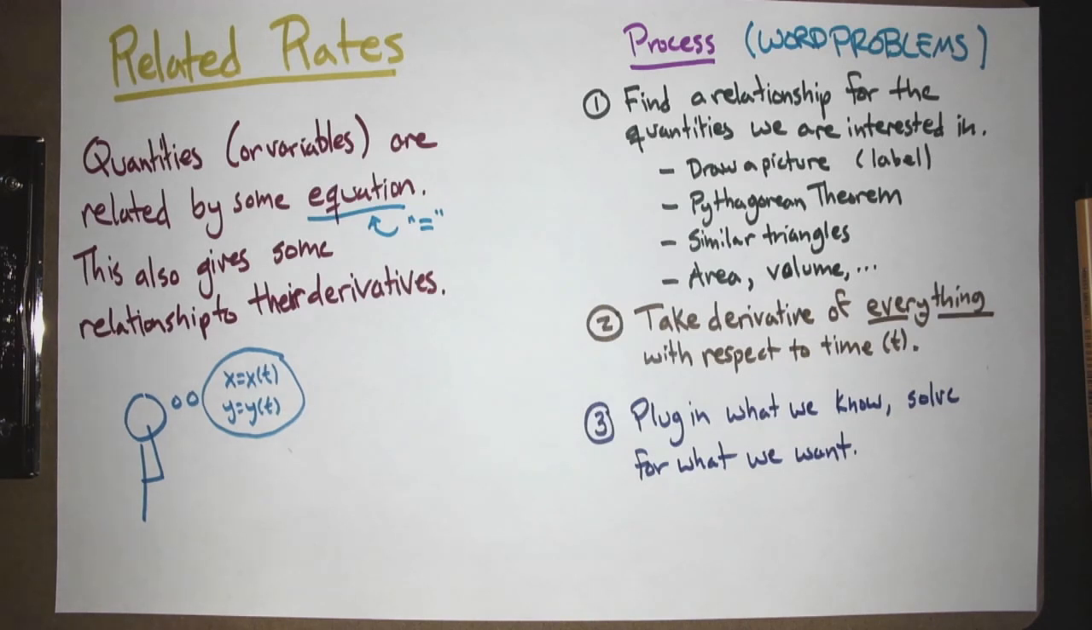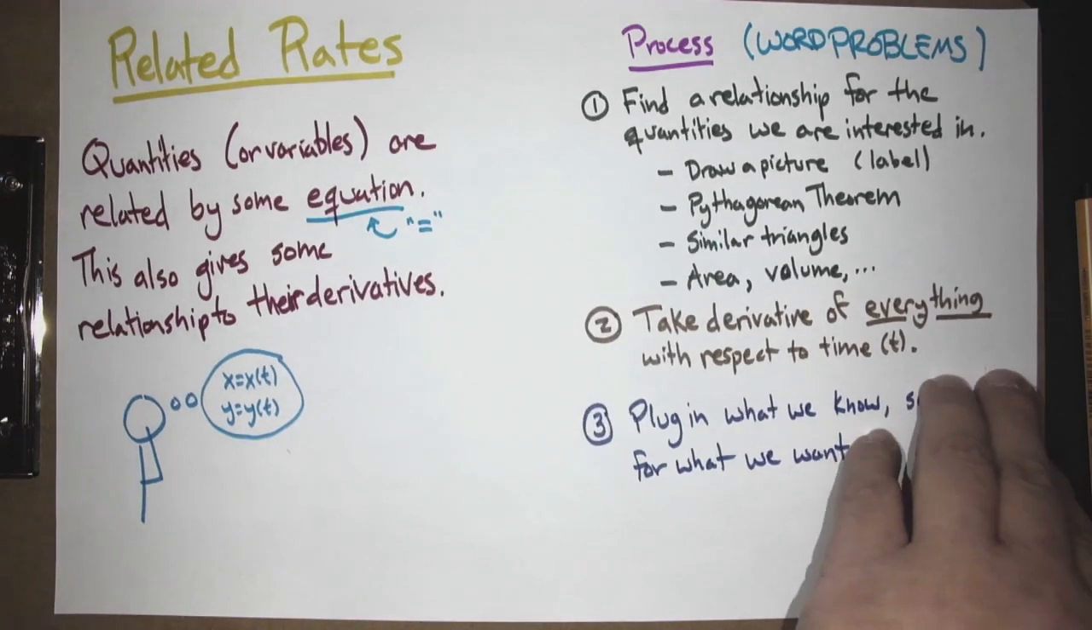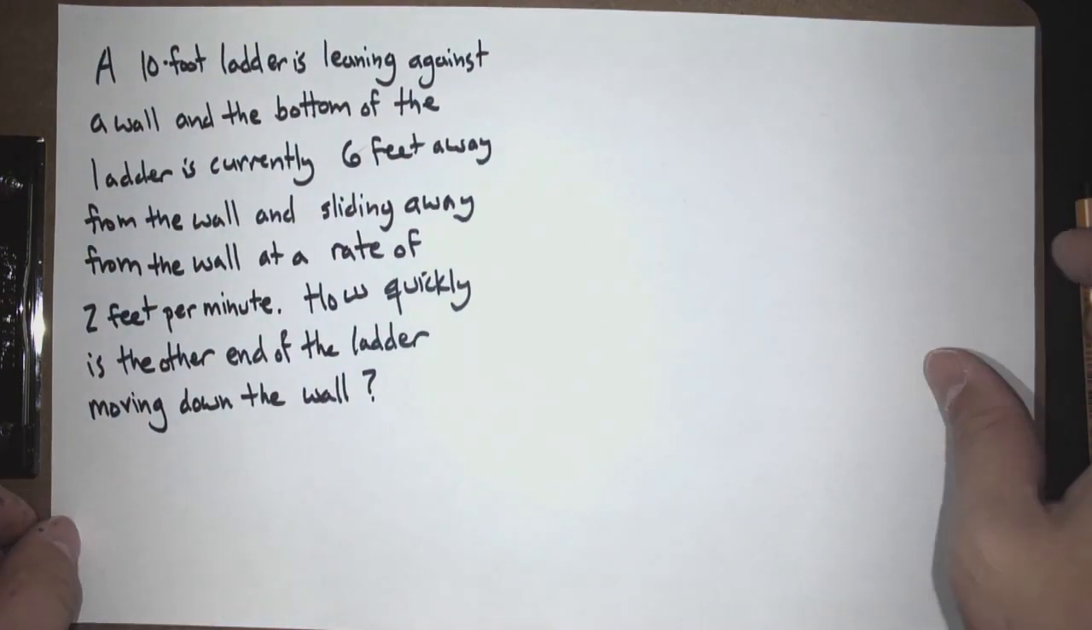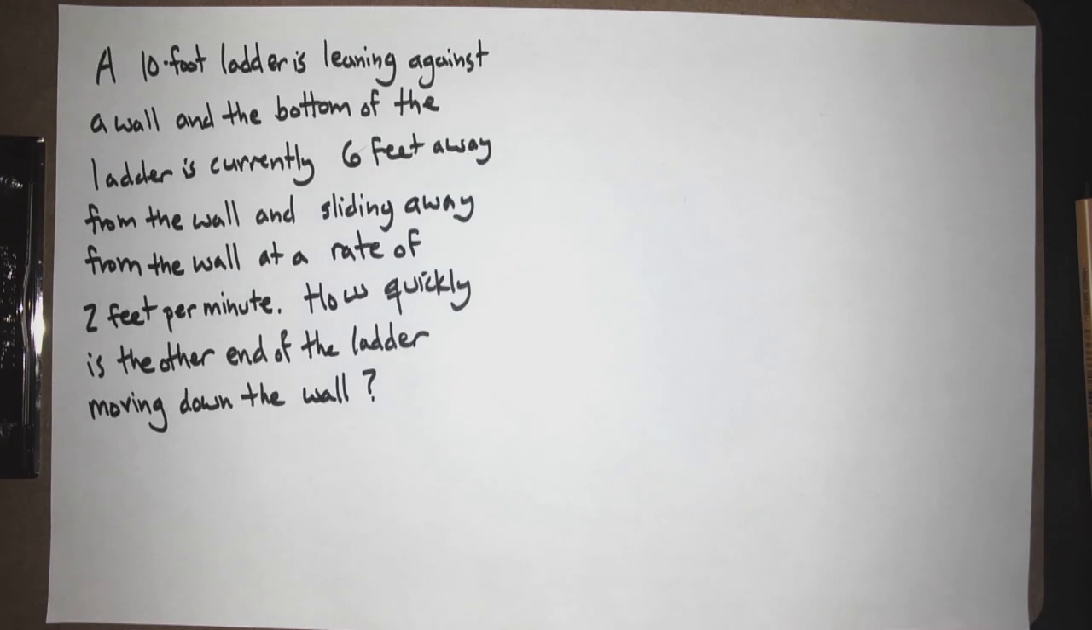All right. Well, let's do some practice. So, first problem. A 10-foot ladder is leaning against a wall, and the bottom of the ladder is currently 6 feet away from the wall and sliding away from the wall at a rate of 2 feet per minute. How quickly is the other end of the ladder moving down the wall?